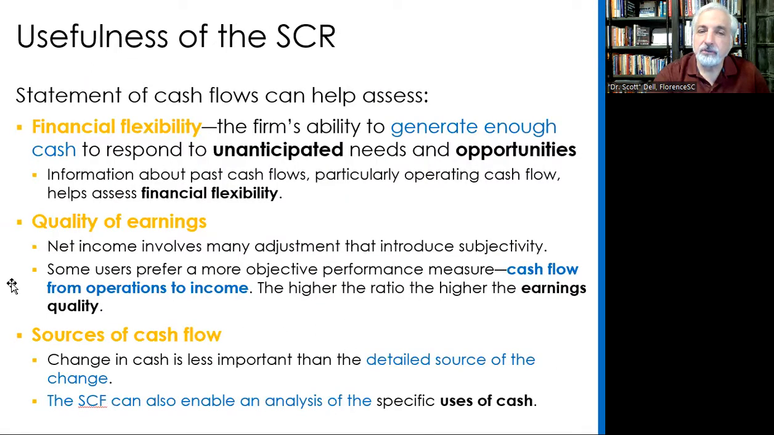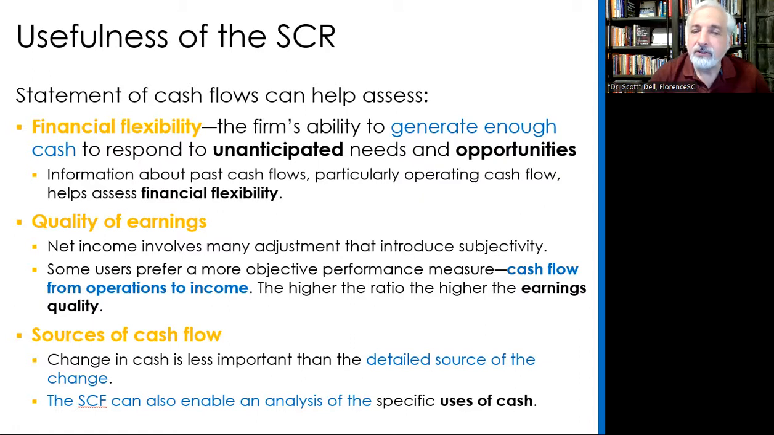One more slide to go. Let's talk about the usefulness overall. We're going to start with financial flexibility. Can the company generate enough cash for not only needs that are unanticipated, but opportunities we want to take advantage of? Because we're going to need cash. If we have a company that we can buy, we may need the cash. Information about past cash flows, particularly operating, helps assess this flexibility. How much of a cushion, how much can we take advantage of if opportunities avail themselves.